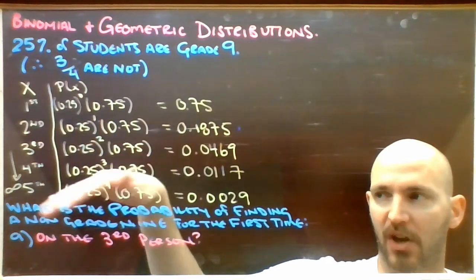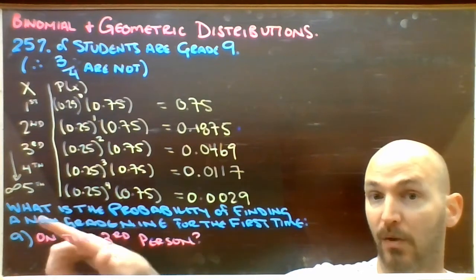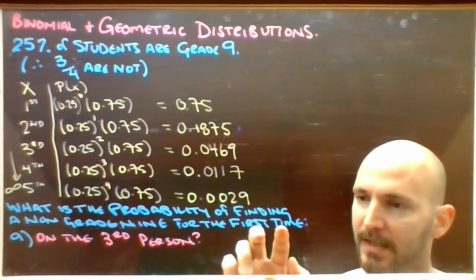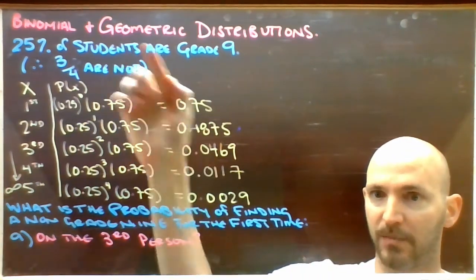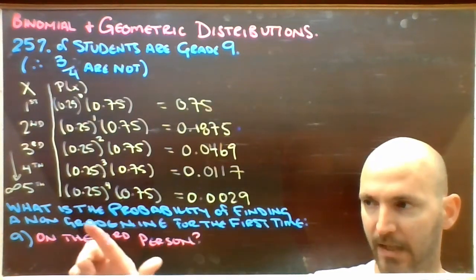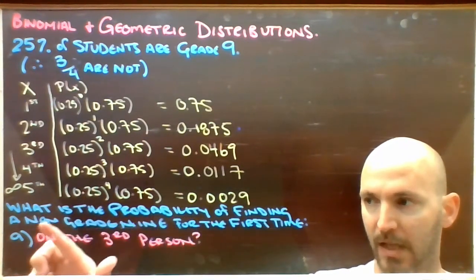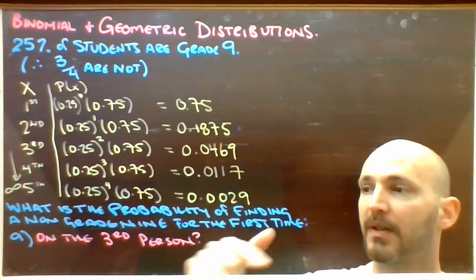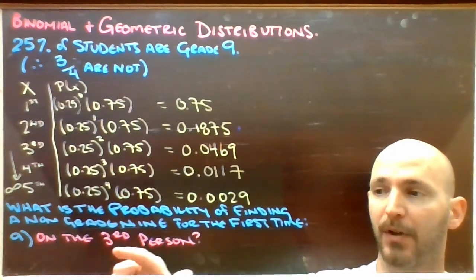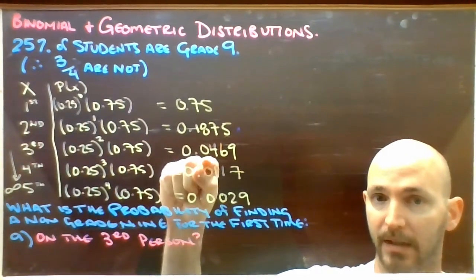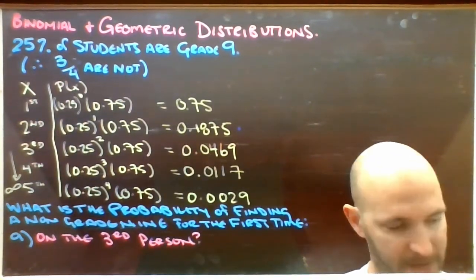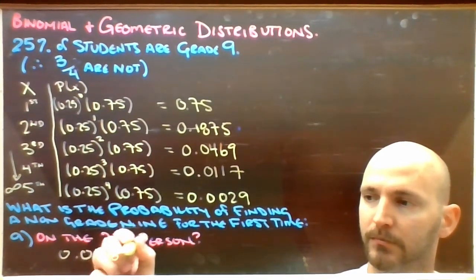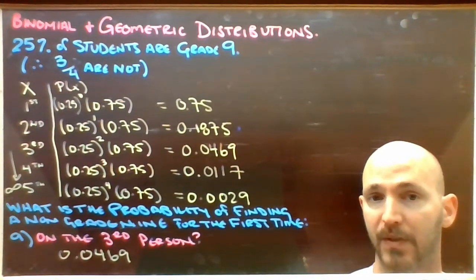Once I've developed this chart, 5 or 6 rows of it, I'm going to be asked a question like this. What is the probability of finding a non-grade 9 for the first time? And this is the phrase that triggers geometric distribution, right? This phrasing implies that I keep asking people until I find a non-grade 9 for the first time. What's the probability of finding a non-grade 9 for the first time on the 3rd person? Well, 3rd person, there it is. The answer to that is 0.0469. I just had to pluck the row out of the table.